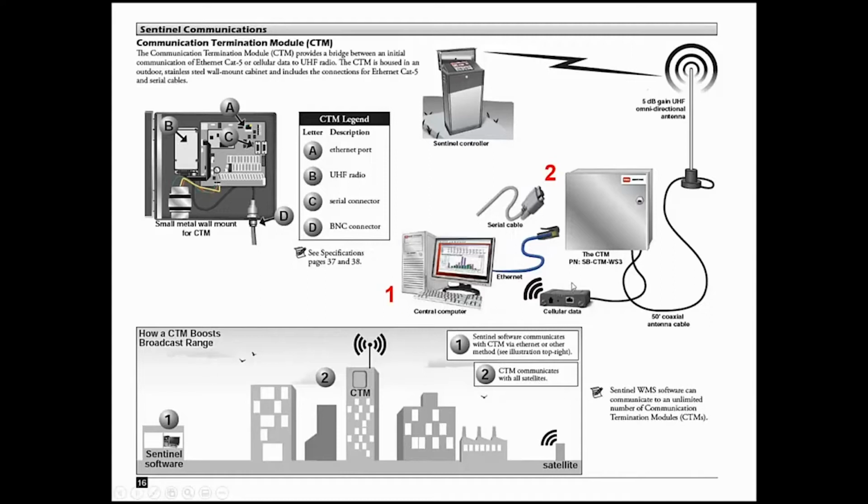So after it gets to the CTM, next thing it's going to do is convert your command to UHF radio. And depending on where you are, how big of an antenna you need, if it's on top of a building or whatever it may be, then it's going to transmit out to the controller, and then the controller gets the signal that you sent. Then what happens is the controller will transmit back.